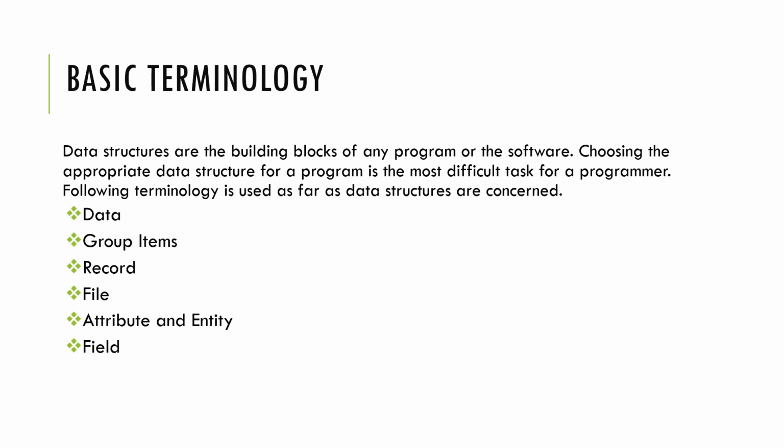Attribute and entity. An entity represents a class containing objects and contains various attributes. Each attribute represents a particular property. Then the last one is field. A field is a single elementary unit of information representing an attribute of an entity.